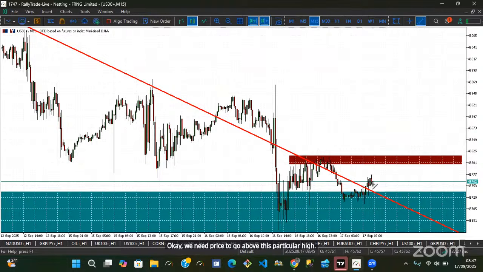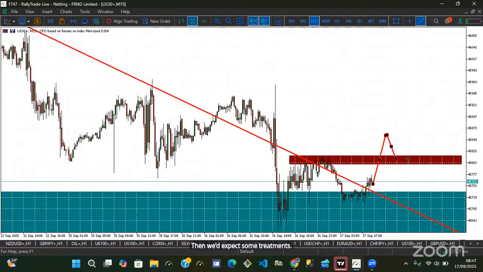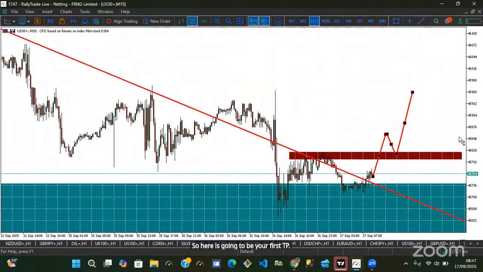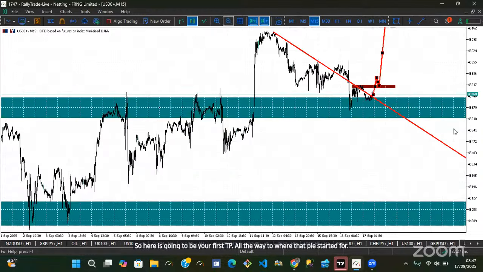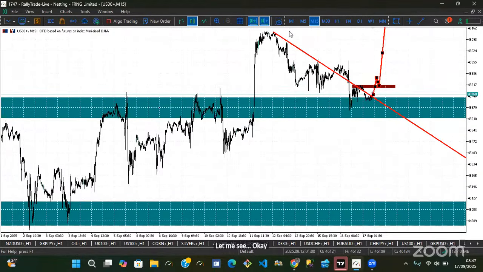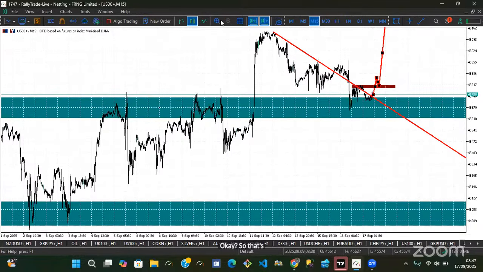So this is what I'm talking about. If it can do this, then we'd expect some retracement before that final movement. So here is going to be your first TP, all the way to where that buy started from. Okay, so all the way to the upside here. That's the overall TP. So that's what I'm expecting for US 30.